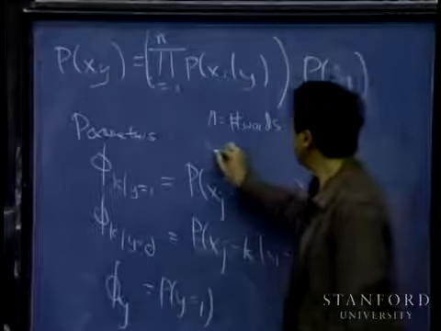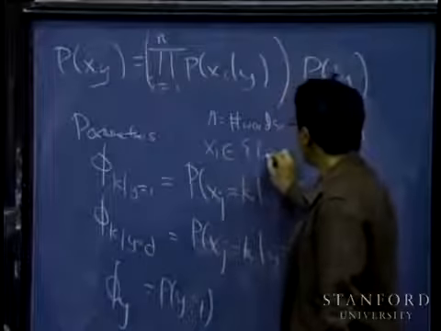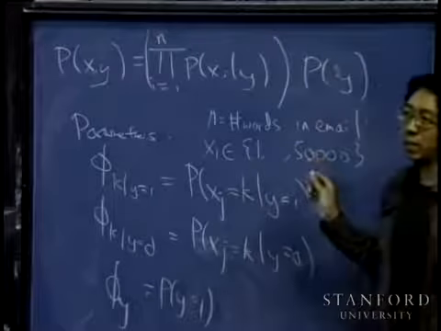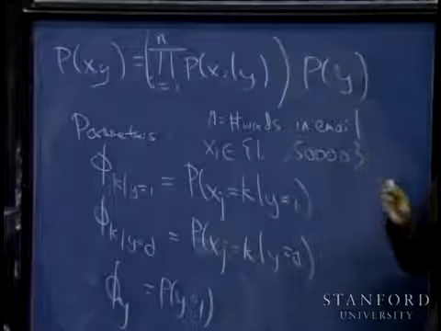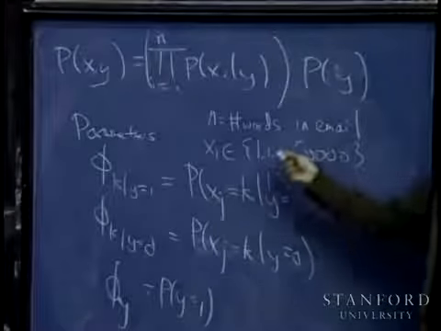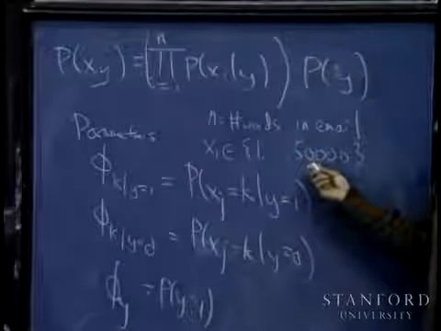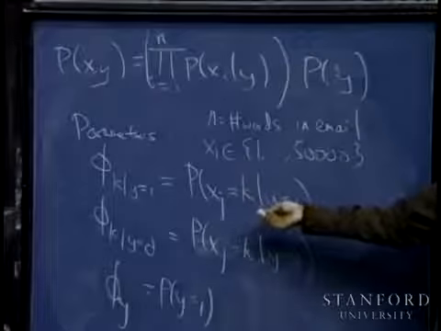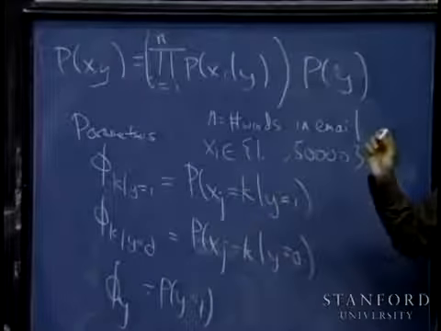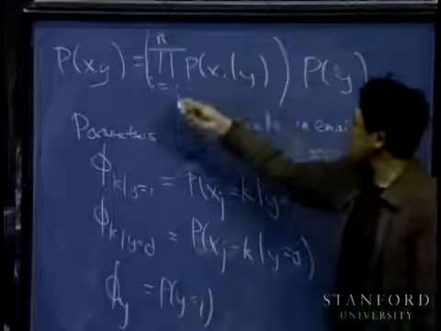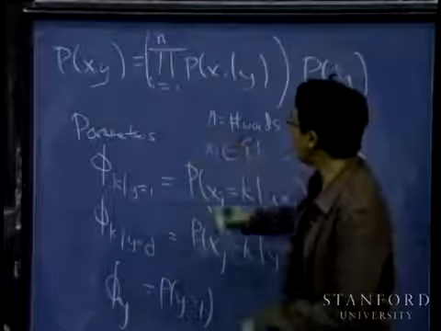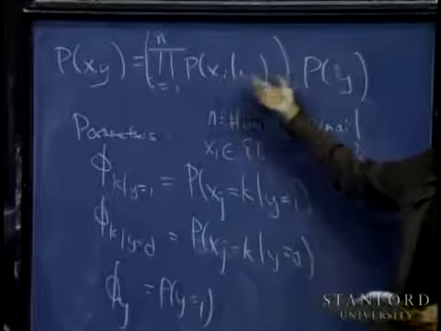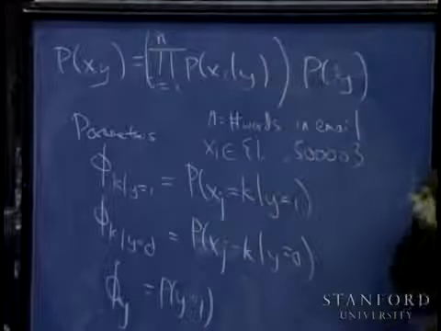And here, x_i will be, you know, these values from 1 to 50,000. And x_i is essentially the identity of the i-th word in a given piece of email. Okay, so that's why this is a product over all the different words of your email of the probability of the i-th word in your email, conditional on y.